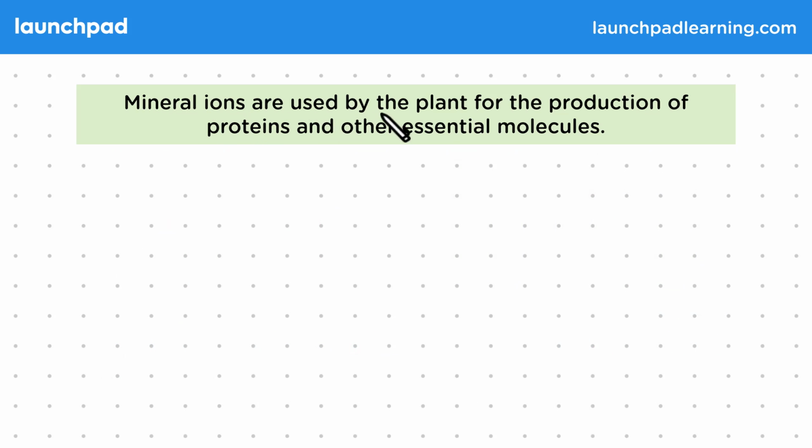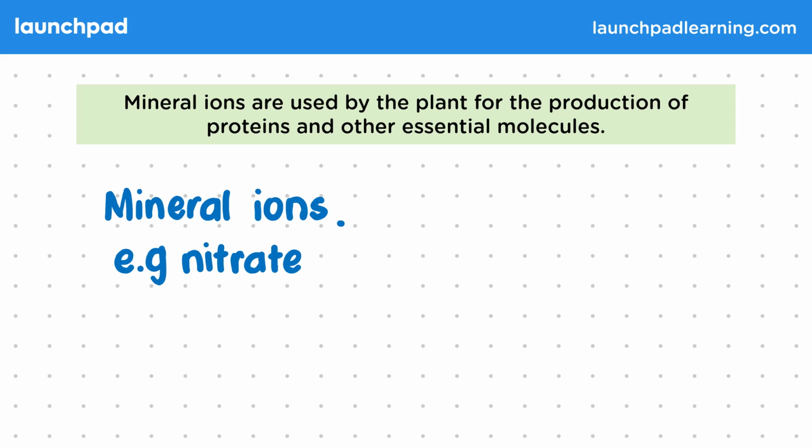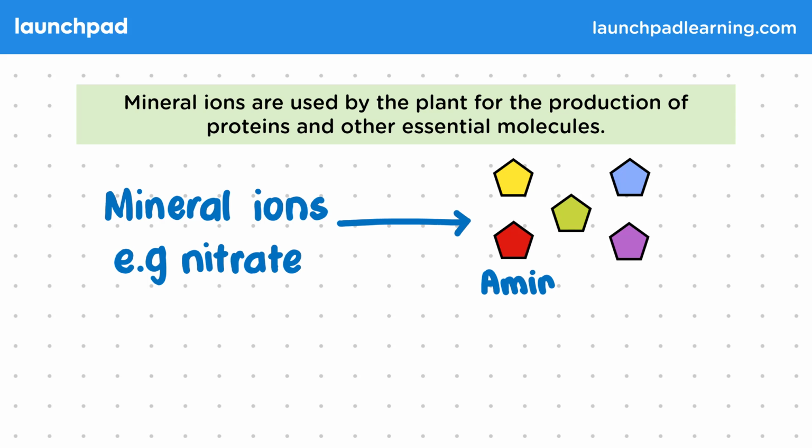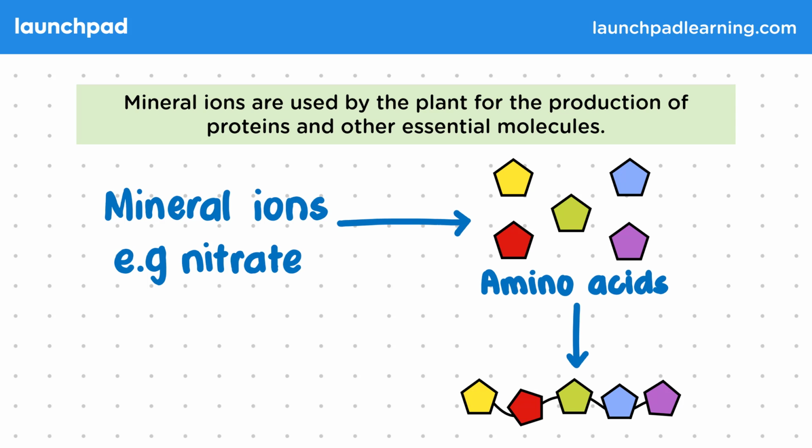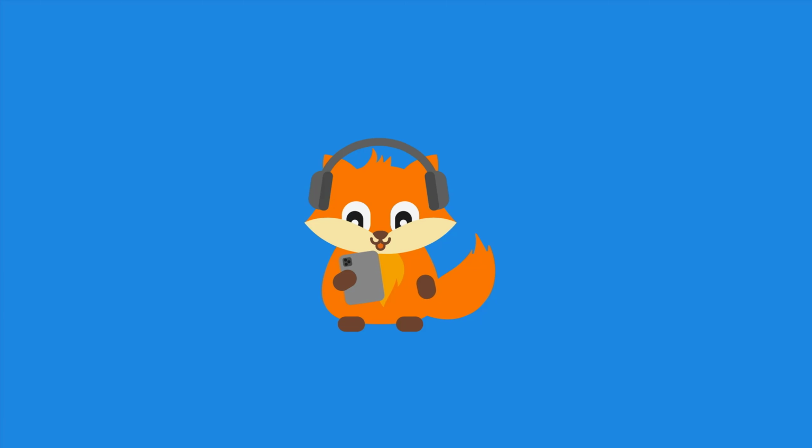Mineral ions are used by the plant for the production of proteins and other essential molecules. So plants use mineral ions such as nitrates to form amino acids, which then form molecules which are essential to the plant. For the exam, you need to describe mineral ions as a resource plants compete for, which are transported in the xylem.